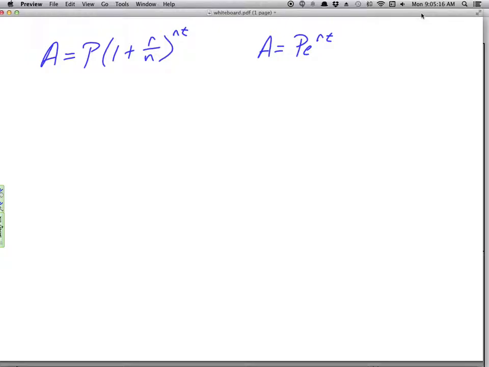All right, so let's talk about what some of my letters mean in here. Anybody know, or have a guess on what A stands for? This has to do with interest. Close. A stands for account balance.